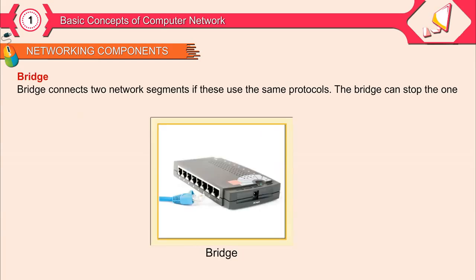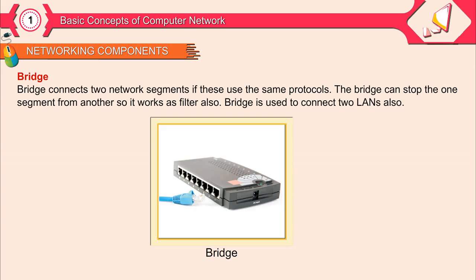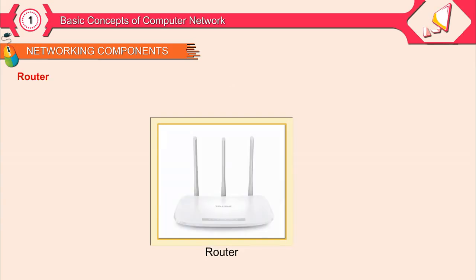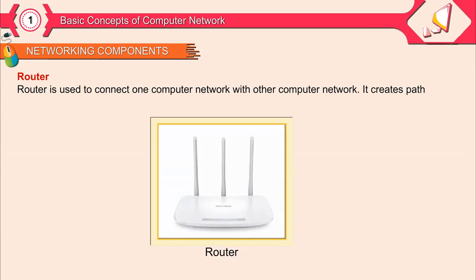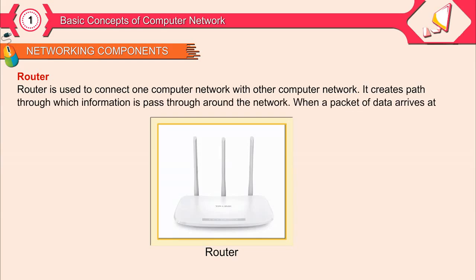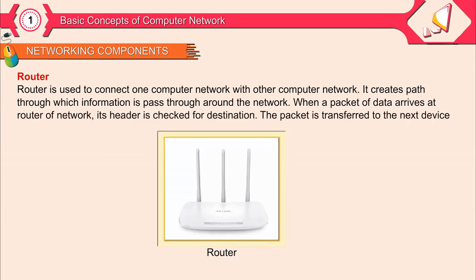Bridge. Bridge connects two network segments if these use the same protocols. The bridge can stop the one segment from another, so it works as filter also. Bridge is used to connect two LANs also. Router. Router is used to connect one computer network with other computer network. It creates path through which information is passed through around the network. When a packet of data arrives at router of network, its header is checked for destination. The packet is transferred to the next device using the best.